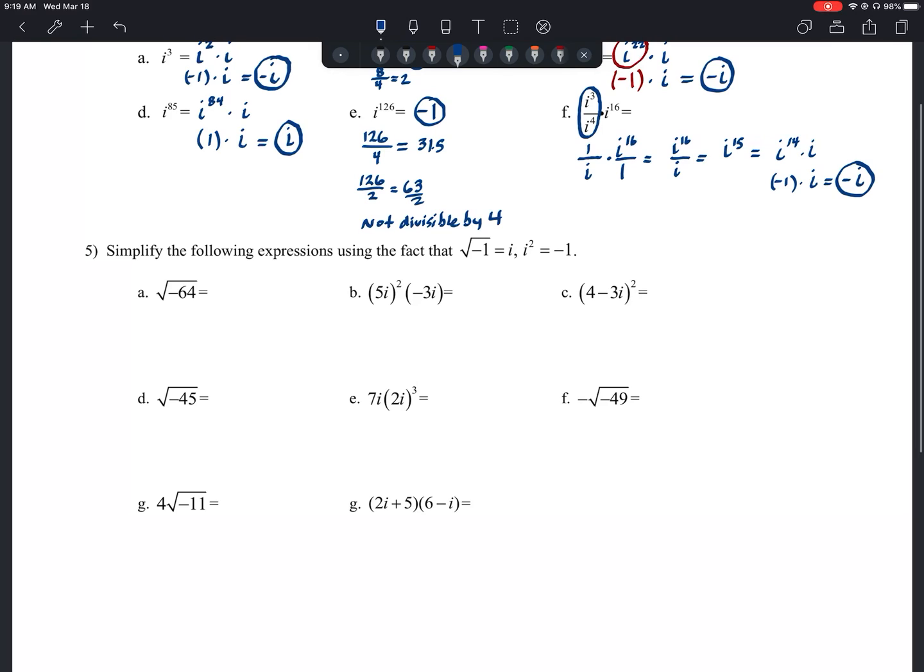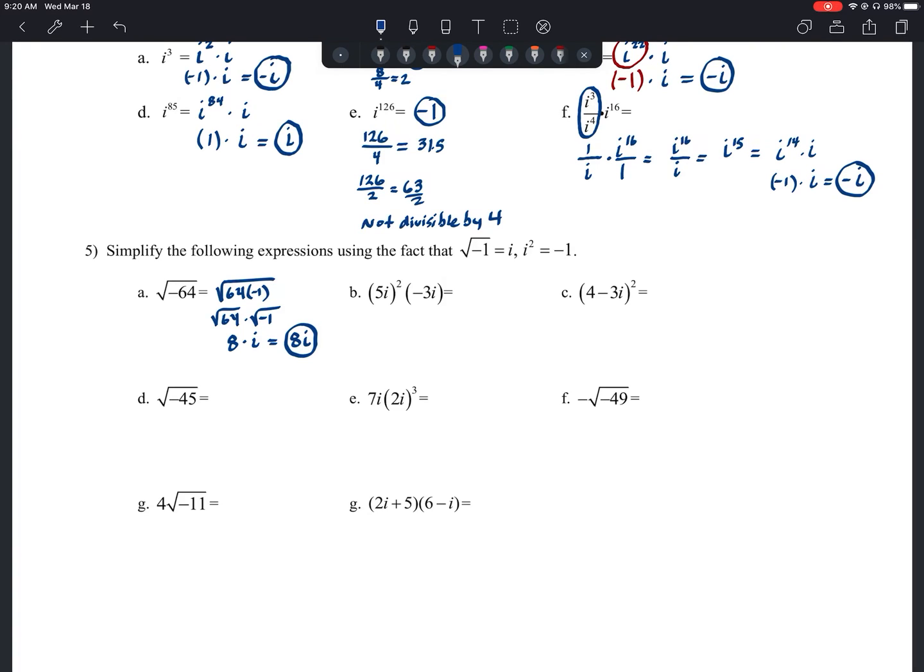All right, simplify the following expressions using the fact that the square root of -1 equals i and i squared equals -1. This is just a little bit of practice on these. The square root of -64, remember that's the same thing as saying 64 times -1, which is like saying the square root of 64 times the square root of -1, which should be like saying 8 times i, which we can simplify to just 8i.